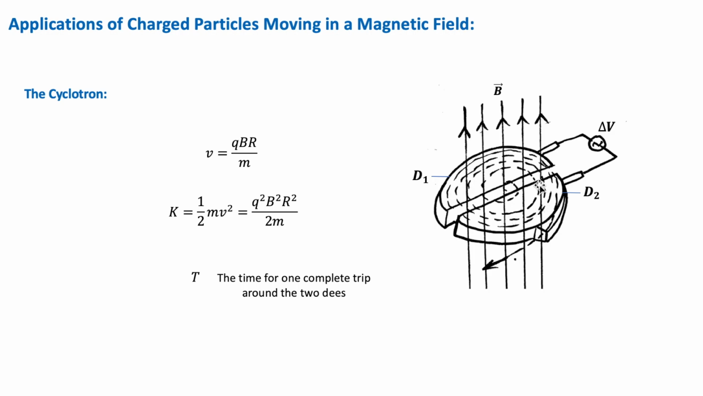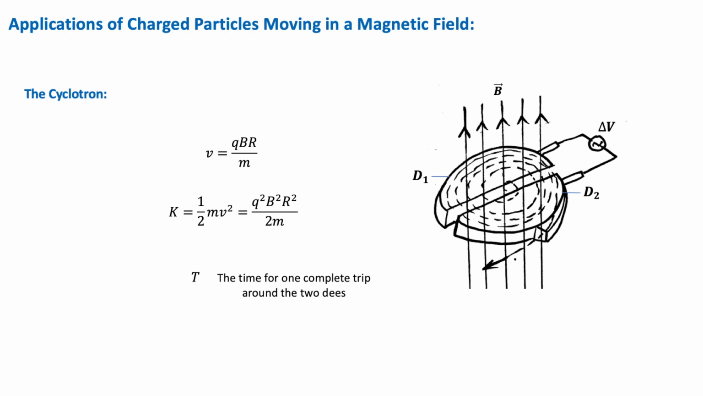Okay, a high frequency alternating potential difference is applied to the Ds, and a uniform magnetic field is applied perpendicular to them. A positive ion is released here at the center, then it will move in a semicircular path in one of the Ds due to the magnetic field, okay? So it moves in a semicircle and then it arrives here at the gap after a time of T over 2, where T is the time for one complete trip around the D.